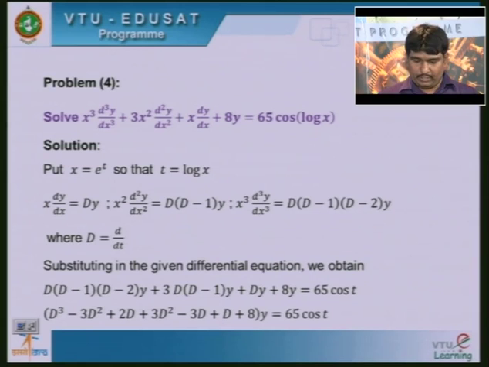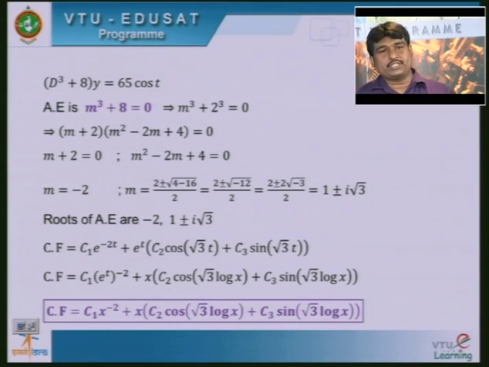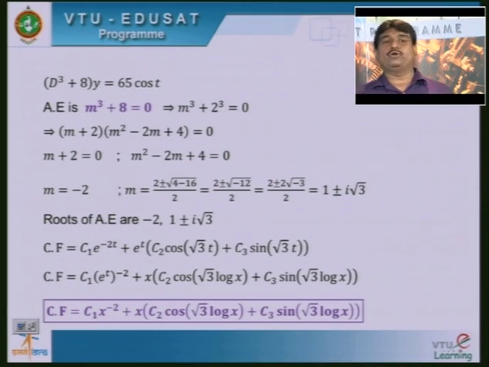Substitute in the given differential equation. We get D cube plus 8 of y equals 65 cos t, which is a linear differential equation with constant coefficients whose auxiliary equation is m cube plus 8 equals 0. Next, you can write 8 as 2 cube, m cube plus 2 cube equal to 0. Next step, the a cube plus b cube formula, which gives m plus 2 into m square minus 2m plus 4 equal to 0. You solve this using the usual techniques. You will get roots as minus 2, 1 plus or minus i root 3. So again one real root which is minus 2 and a pair of complex roots.